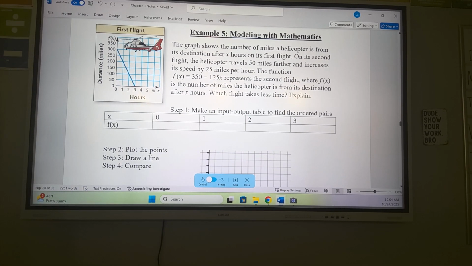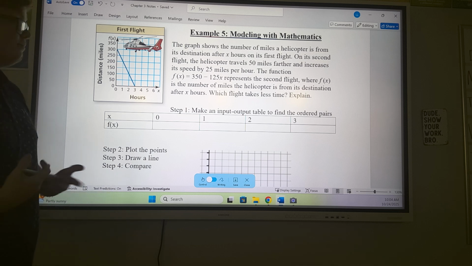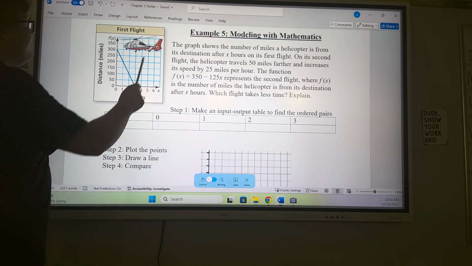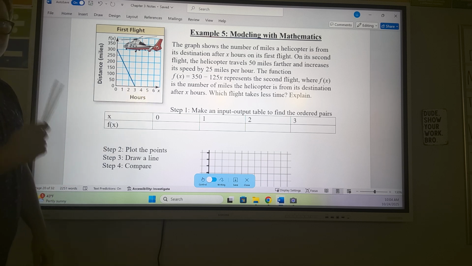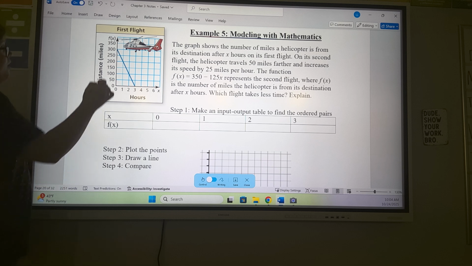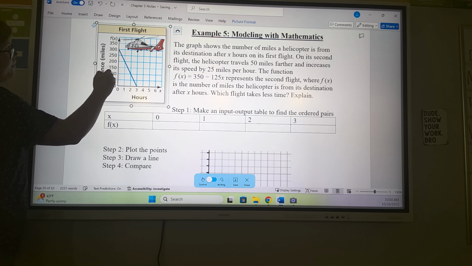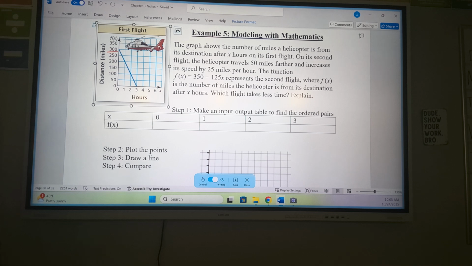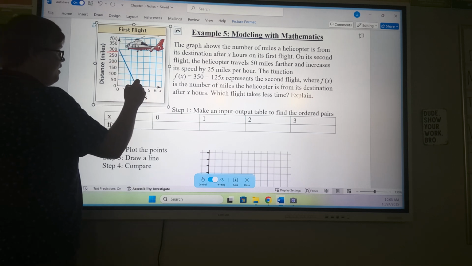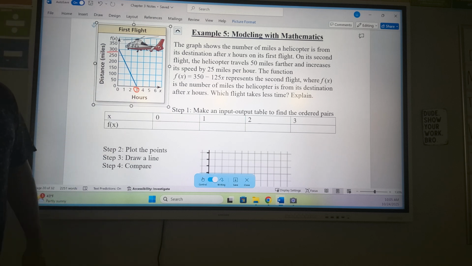So, we have a graph for the first flight, and we have to find something about the second flight that it's asking us to find. So, first of all, the graph shows the number of miles a helicopter is from its destination after x hours on its first flight. So that's what this shows, right? We know that right here, they were 300 miles away. And we know they finished their flight at 3 hours. So that means at 3 hours, their miles were down to 0.